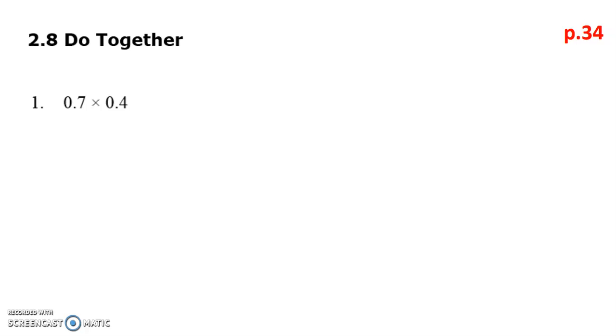Later we'll be estimating some answers, but for ones like the first do together questions and the first exercise questions, the numbers are pretty small, so an estimate won't give us an accurate reflection of what our answer is going to be. So we have 0.7 times 0.4 here. So I see that I have one decimal place in my first number, and I have 1 decimal place in my second number. And so I'm going to add those together. So I will have 2 decimal places in my answer.